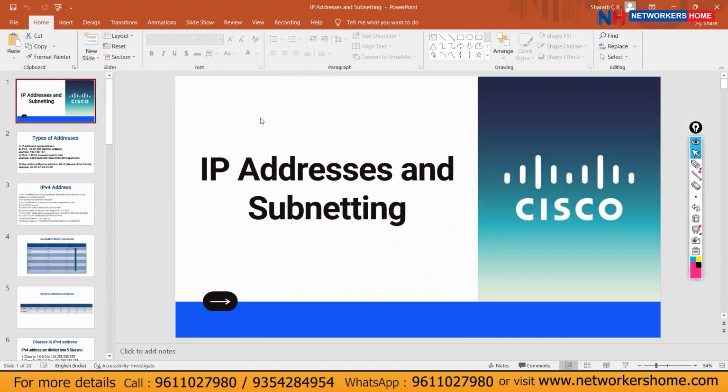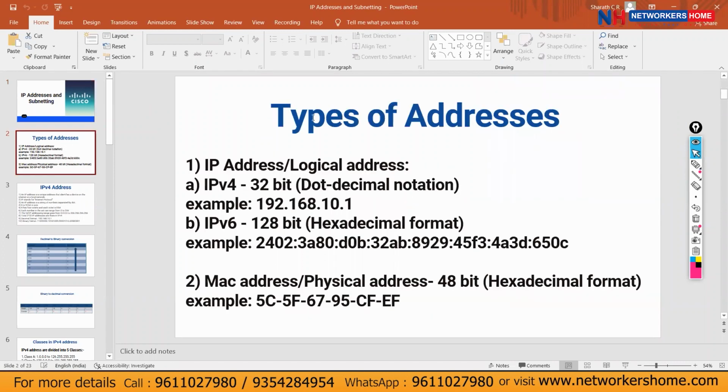Okay. So yesterday we discussed a little bit about IPv4 addresses and MAC addresses, correct? So today we will discuss more about IP addresses and subnetting. So again, coming back to the topic, what are the types of addresses present in networking? IP addresses and MAC addresses. IP addresses are also known as logical addresses. MAC addresses are also known as physical addresses.